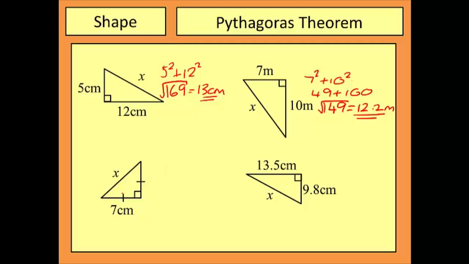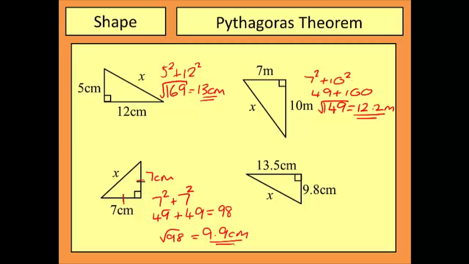In this example, take care, this side isn't labelled, but it's an isosceles triangle, and I can tell that because of these two lines here, meaning the sides are the same size. So this side is 7 centimeters. So 7 squared plus 7 squared. 7 squared is 49, plus another 7 squared gives me 98. Square root 98, 9.9 centimeters.